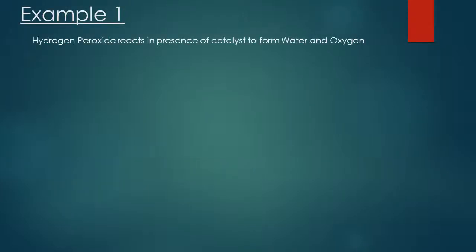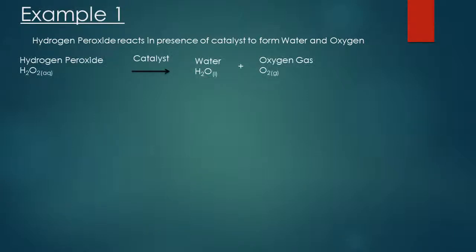In this example, hydrogen peroxide reacts in the presence of a catalyst to form water and oxygen. So we begin by writing the names of the chemicals. Hydrogen peroxide, H2O2, in aqueous state reacts in the presence of a catalyst to form water, H2O, in liquid state, and oxygen gas in gaseous state. Notice that this reaction is a decomposition reaction.